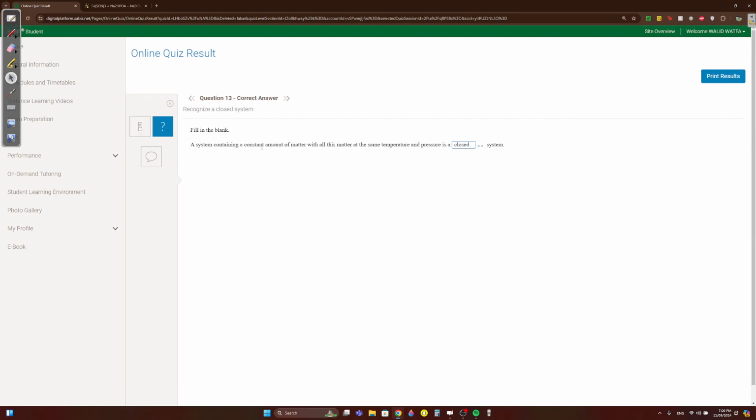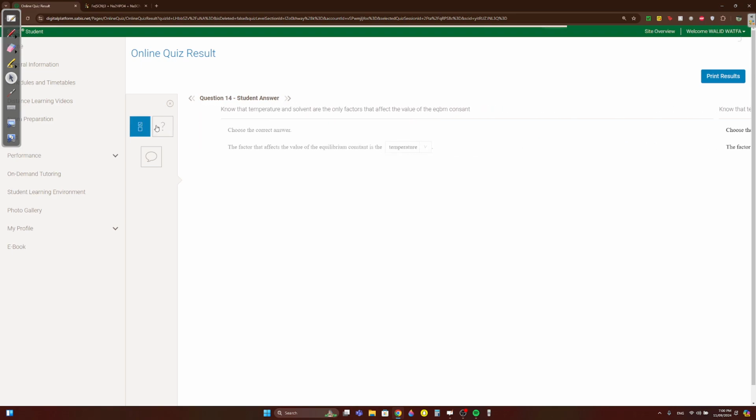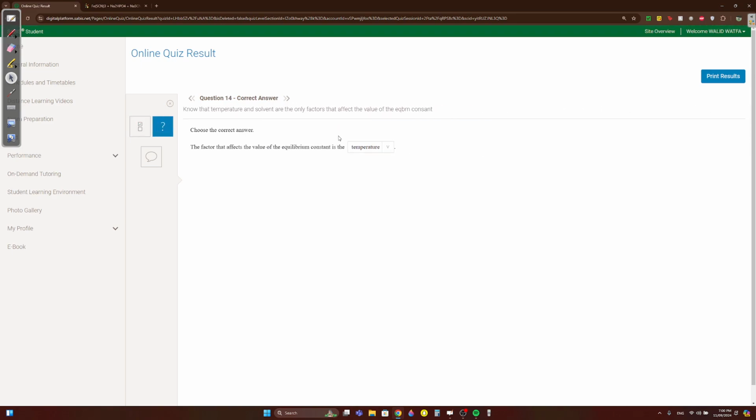Question 13. A system containing a constant amount of matter, with all this matter at the same temperature and pressure, is a closed system, we know closed system, right? What type of system? It's either closed or open. Surely if it's containing constant properties, that means closed. The factor that affects the value of the equilibrium constant is the temperature.